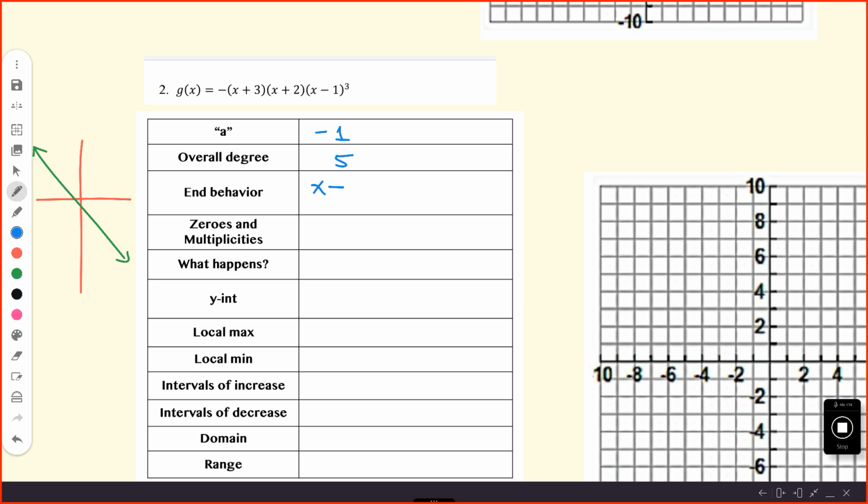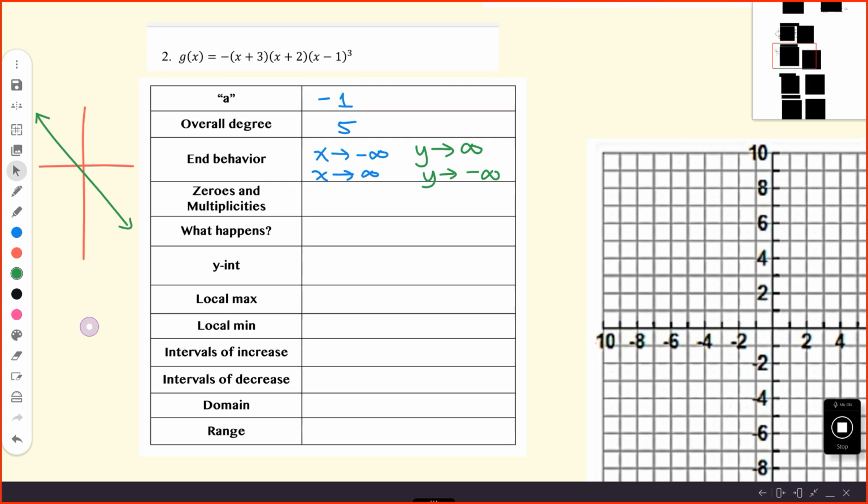Okay, so I'm just going to write these notations for the x, okay? And then we're looking at what happens to your graph for the y values, right? So here it goes up, so it rises, it goes to positive infinity. Then at the right side it goes down, or it falls, so it goes to negative infinity.